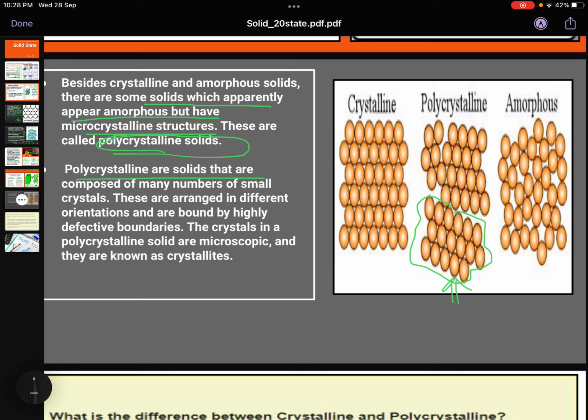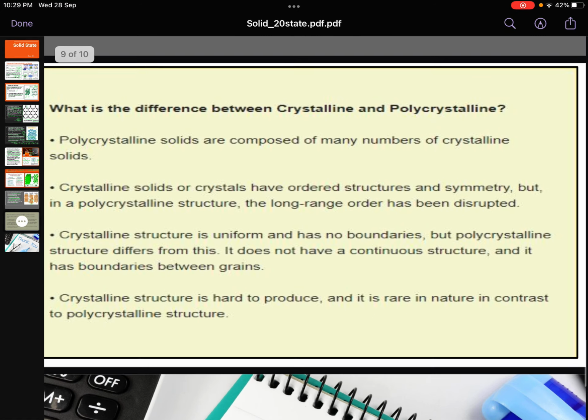Polycrystalline solids are composed of a large number of small crystals. These are arranged in different orientations and are bounded by highly defective boundaries. So as we were saying, they are not regularly arranged. They have different orientations in different directions, and they have some defective boundaries too. Okay, so these are not crystalline solids, but they are made of small crystals, and the crystals are known as crystallites, from which the polycrystalline solid is made. Okay, now moving to the next slide.